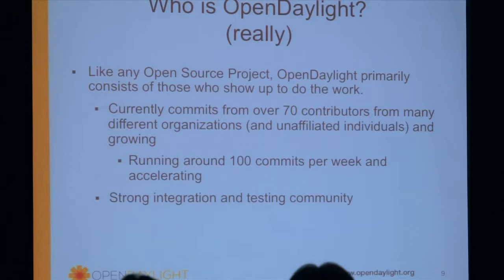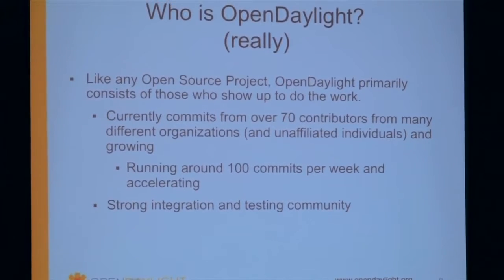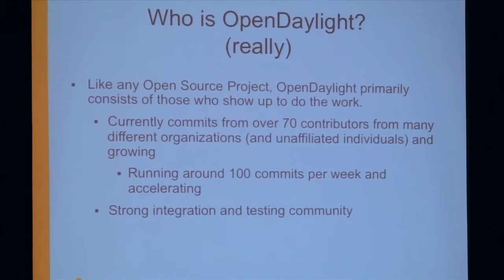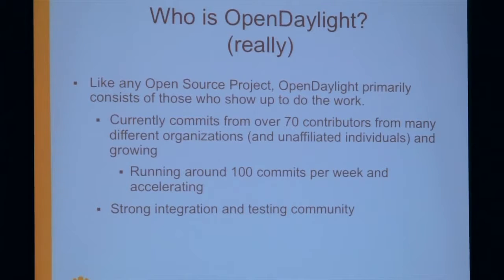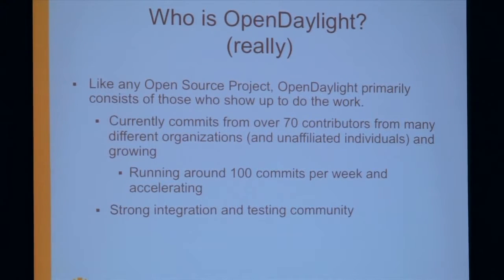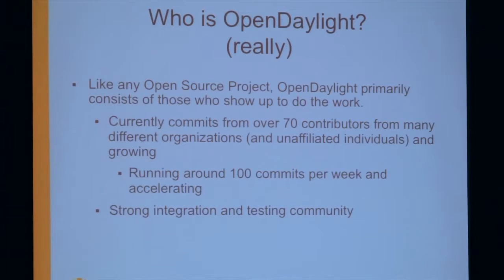When you talk about who is OpenDaylight, basically it's an open source project, and what's true of almost every open source project you encounter is it primarily consists of the people who show up to do the work. In the case of OpenDaylight, we currently have commits from over 70 contributors from many different organizations, including unaffiliated individuals. When I wrote this slide, we were running about 100 commits per week and accelerating. I think we had something like 40 Gerrit changes coming in this morning, so that's going to go up this week, I suspect. And then we have a strong integration and testing community that's coming up to make sure that all the work that's being done comes together as a coherent, functioning, cleanly tested whole.